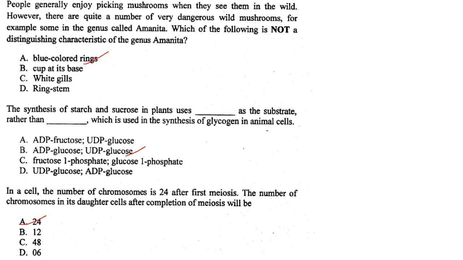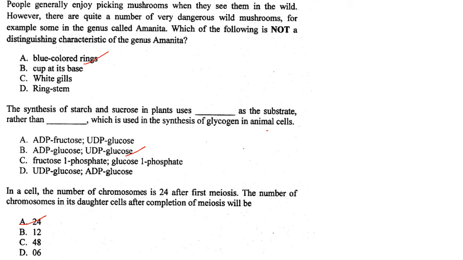Then people generally enjoy picking mushrooms when they see them in the wild. However, there are quite a number of very dangerous wild mushrooms. For example, some in the genus called Amanita. Now, which one of the following is not a distinguishing characteristic of the genus Amanita? So genus Amanita doesn't have blue colored rings. So option A is not a characteristic of Amanita. It has a cup at its base, it has white gills and a ring on the stem, but blue colored rings are not found in Amanita. So answer is option A.